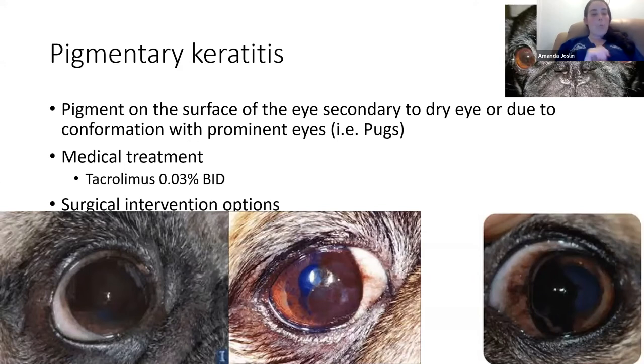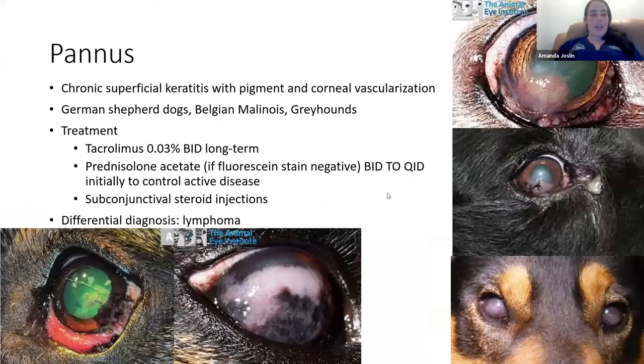There are reports of using the wart remover freezer to freeze off the pigment on the surface of the eye, which will work, but it only works for a short period of time. And then the pigment will always come back. And usually, honestly, once you get the pigment off the eye, you see that there's some scarring underneath it and vision is not necessarily significantly improved.